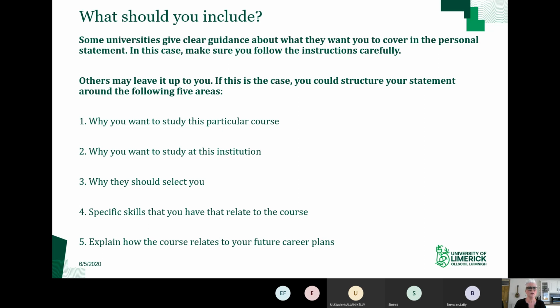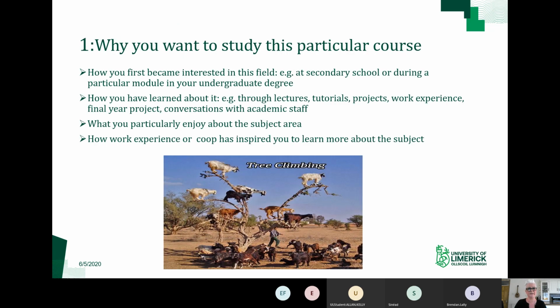So those 5 areas, again, it needs to be pretty short. So it might be 500 words, it might be less. Sometimes they don't give you a word count, but you still need to make it pretty short because they're not going to read pages and pages of a supporting statement. So short and sweet, to the point, and covering these 5 areas.